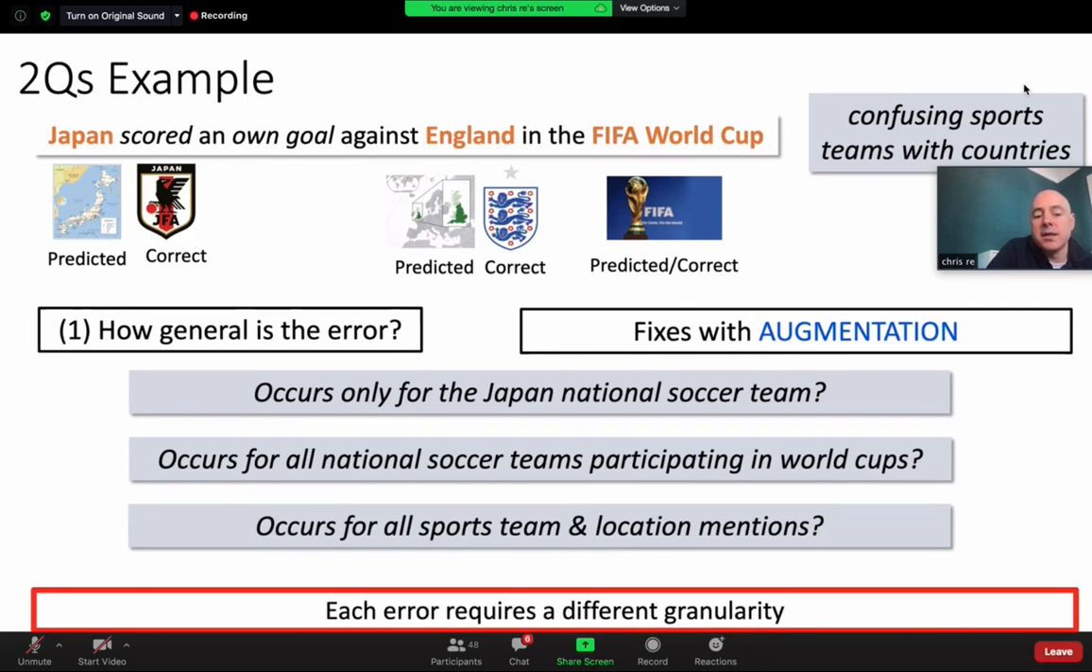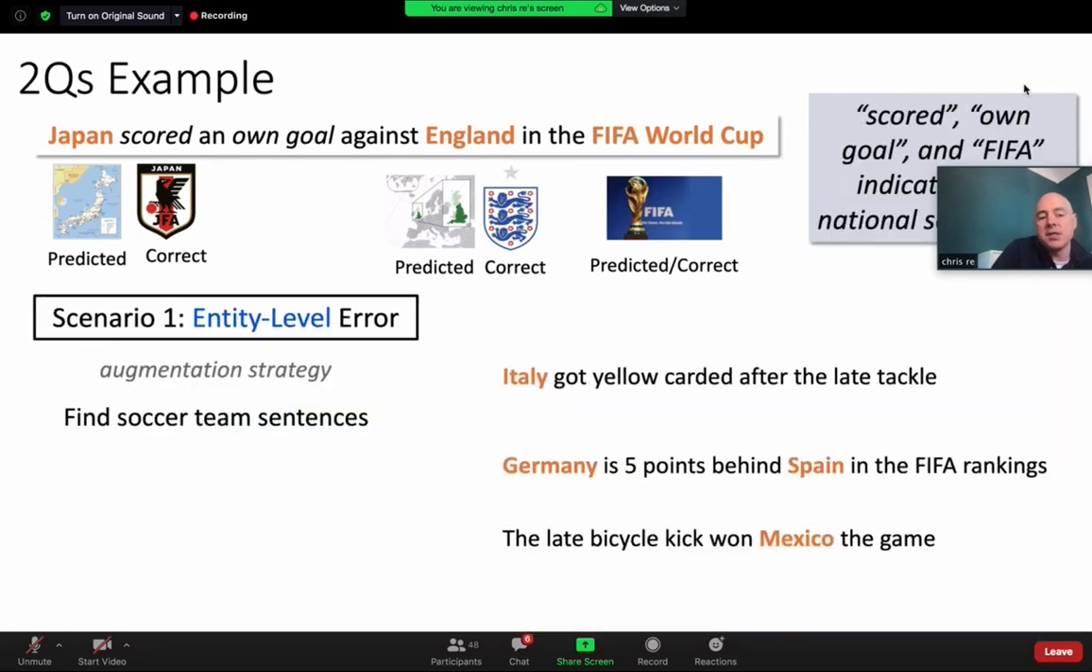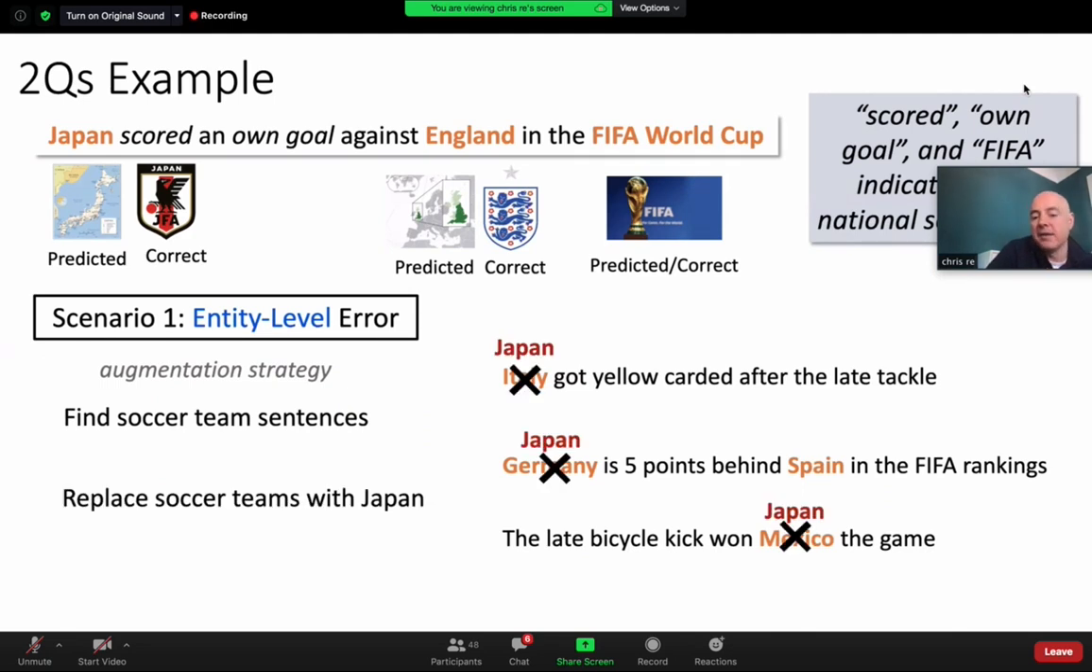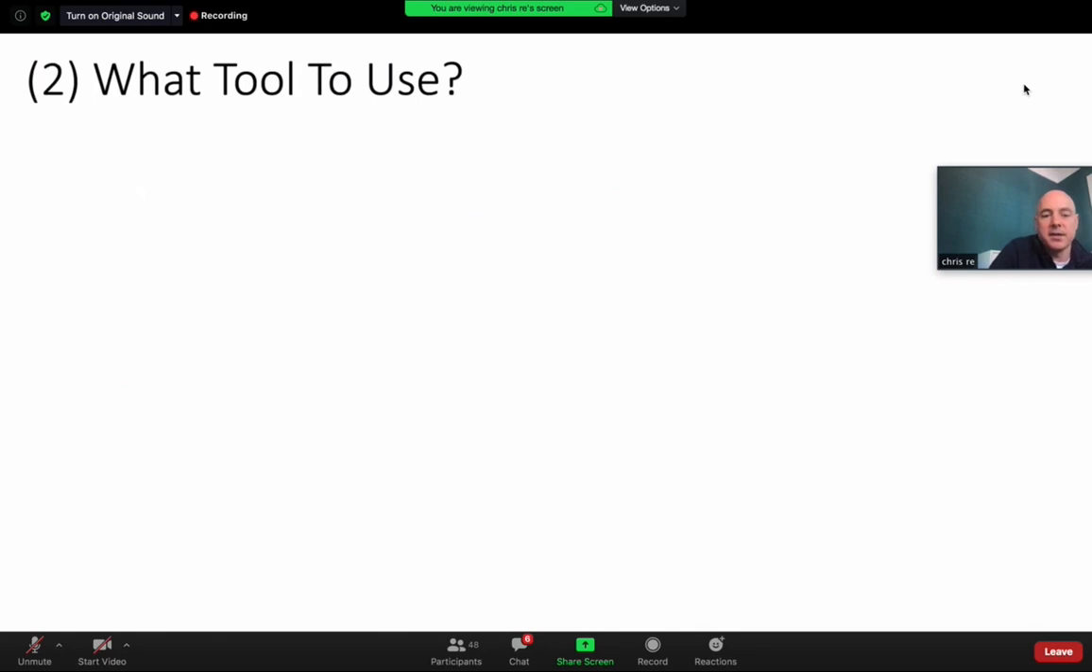And so what we did here is we looked at how to fix each of these errors at different granularities, right? And so looking at things like augmentation, if you wanted to fix it at the entity level, you could take Japan and fill it out in all these different places. And what we're interested in here, without going into too many details, is this question of which tool should you use and when, and trying to clarify it. And we're really at the early stages here. Okay? So I'm going to skip over a little bit of this.